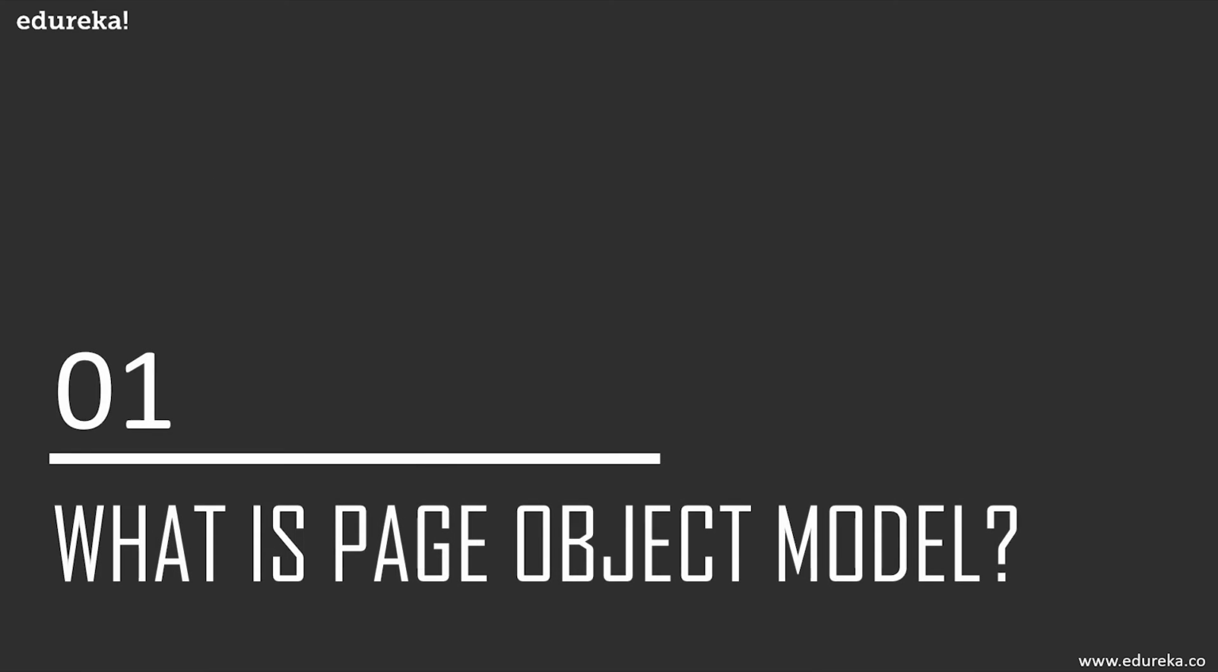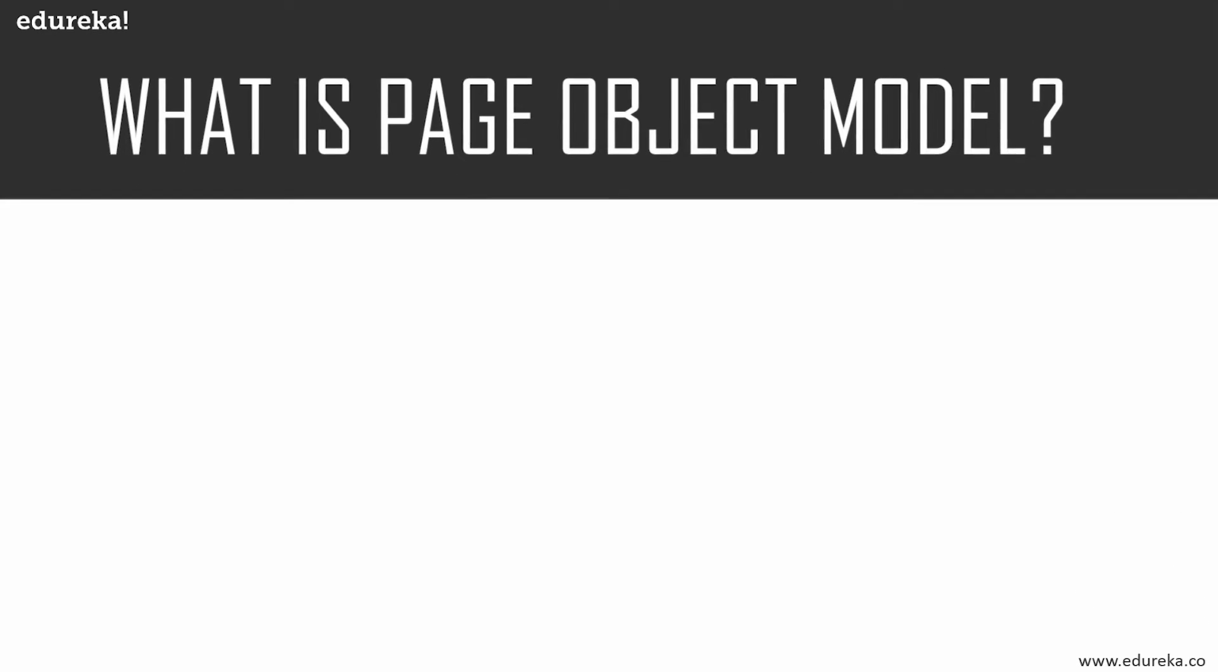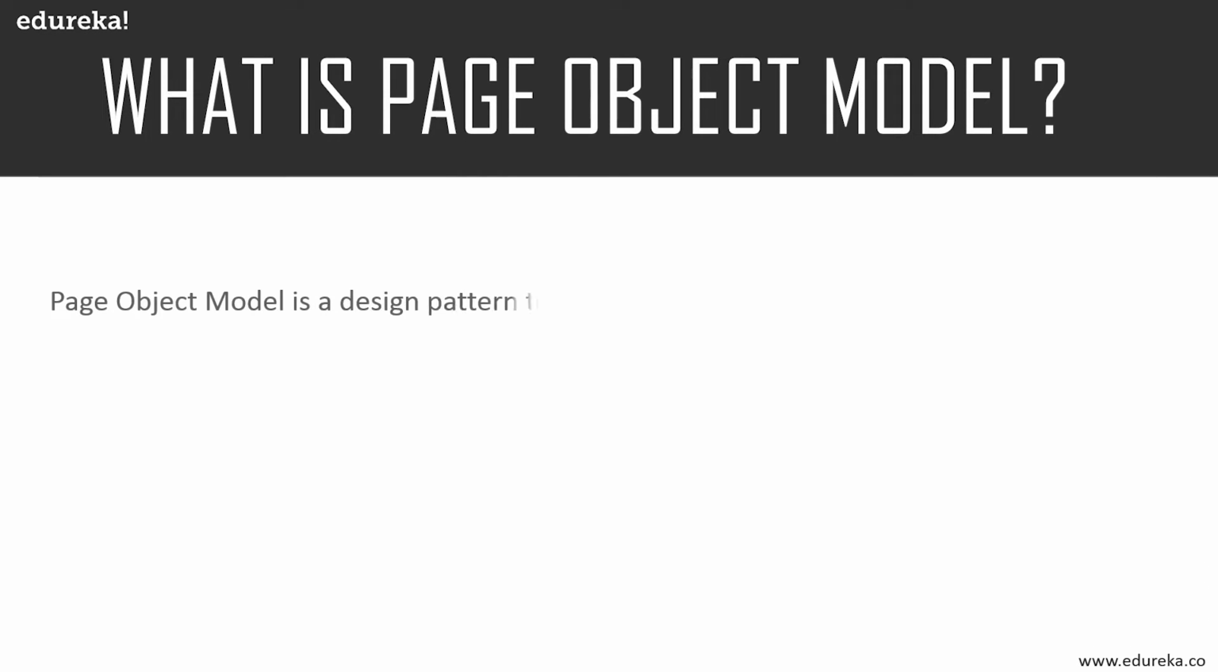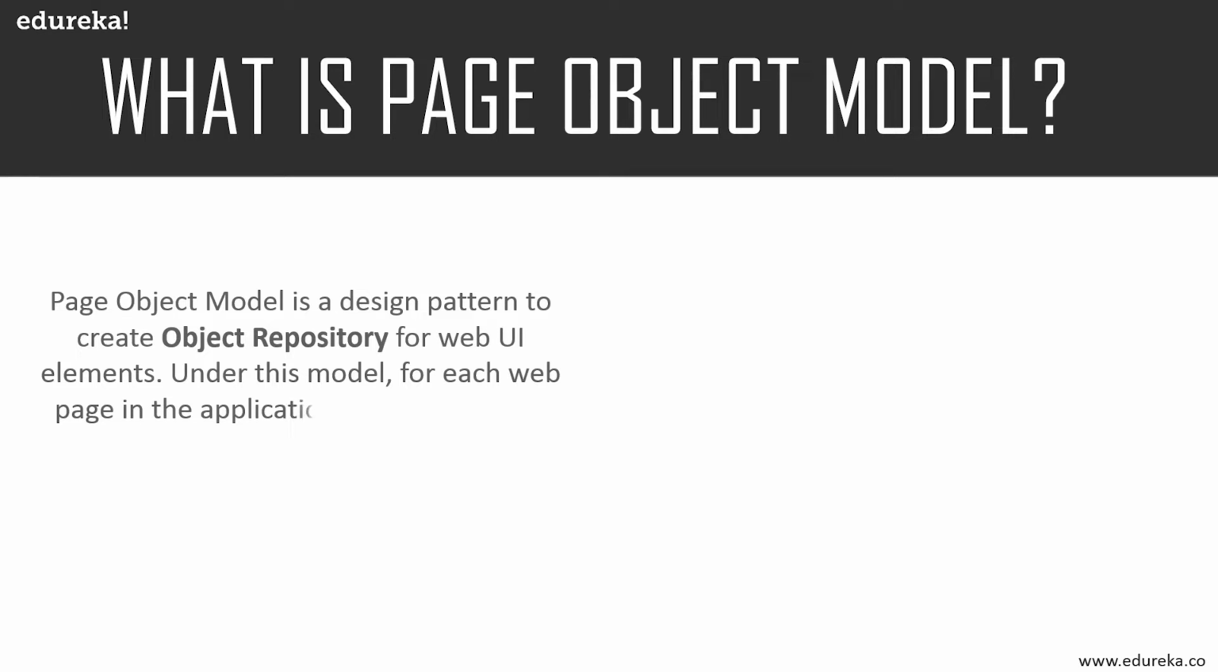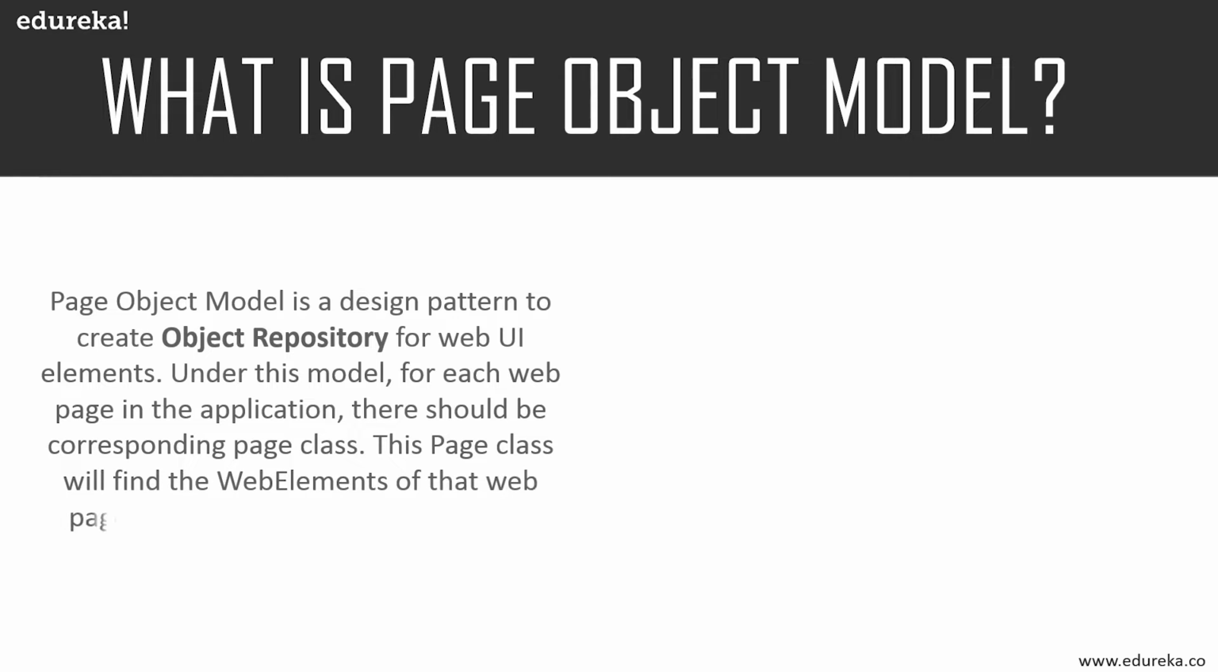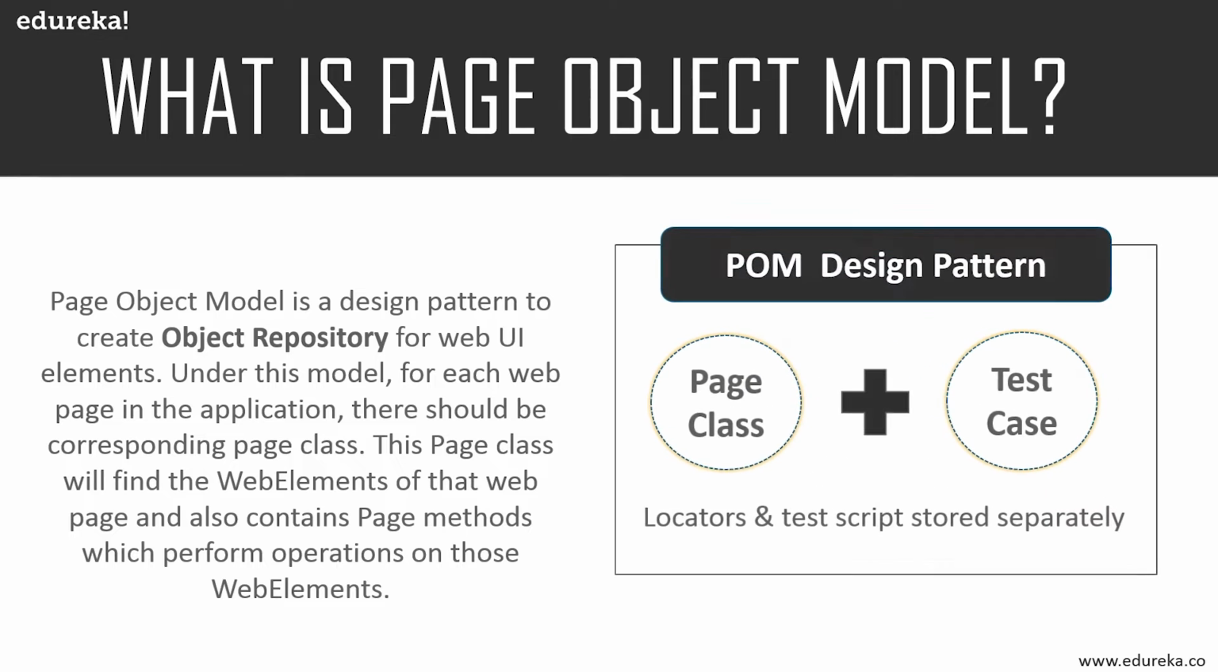Well, let's get started. First, let's understand what is Page Object Model. Page Object Model is a design pattern to create object repository for the web user interface elements. Under this model, for each web page in the application, there should be corresponding page classes. And this page class will find the web elements of that web page, and also it contains the page methods which perform operation on those web elements.